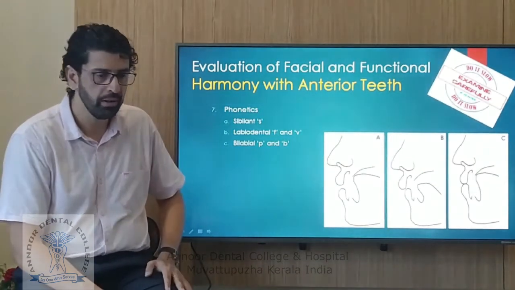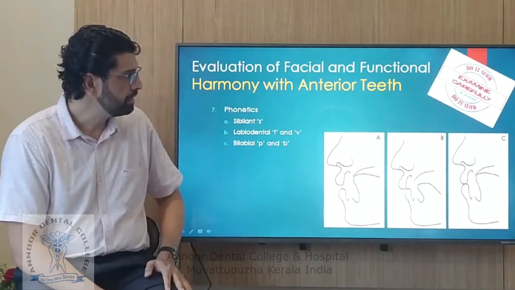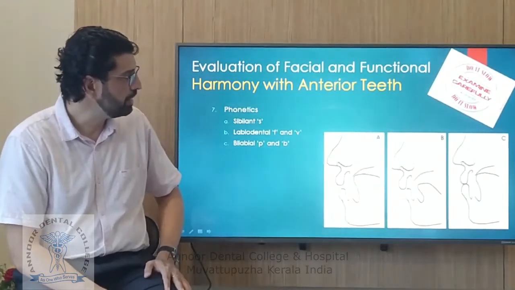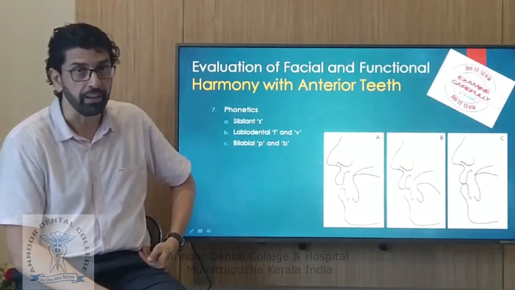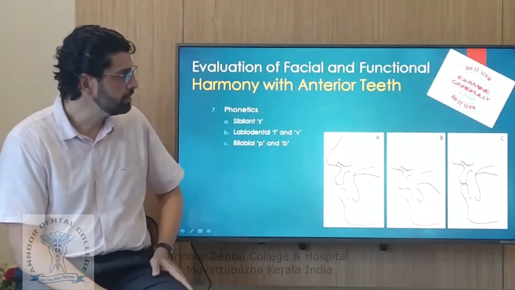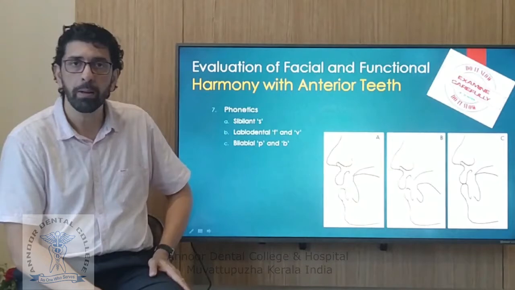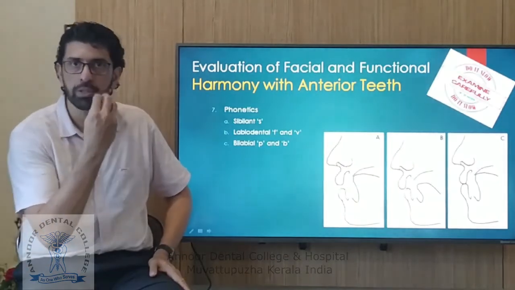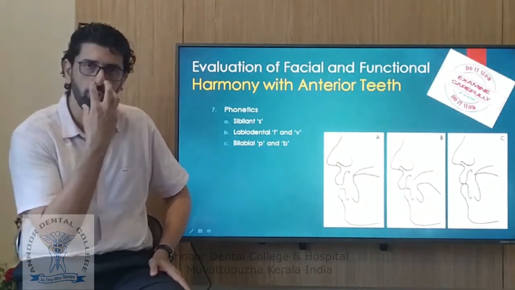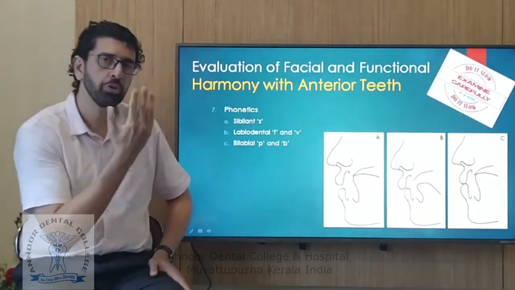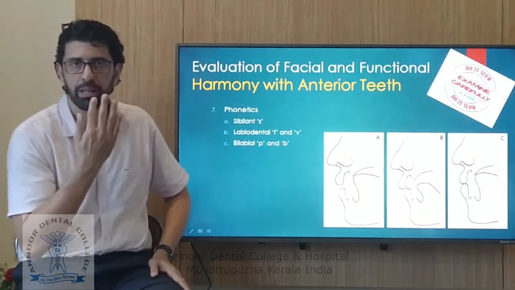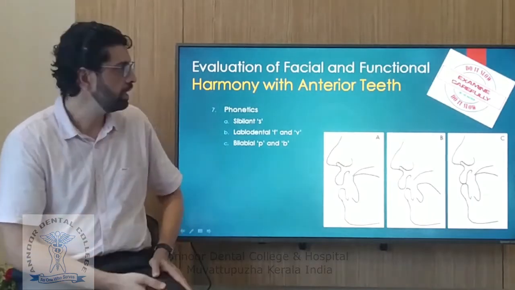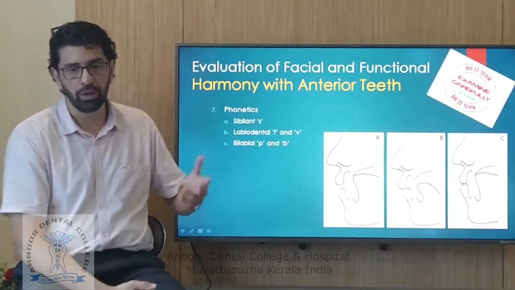You also have the labiodental sounds, the F and the V, where the tongue is in a much more retruded position, and when he says F, the lower lip touches the upper tooth, F or V. And you have the bilabial sounds, B and P, where both the lips are actually in contact. If the patient is not able to say that because you've placed your upper teeth far too much outside, then you need to go back in and place them a little further in so that you can get these sounds accurately.